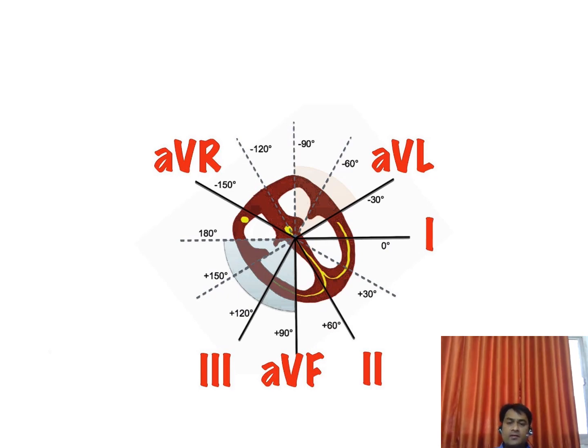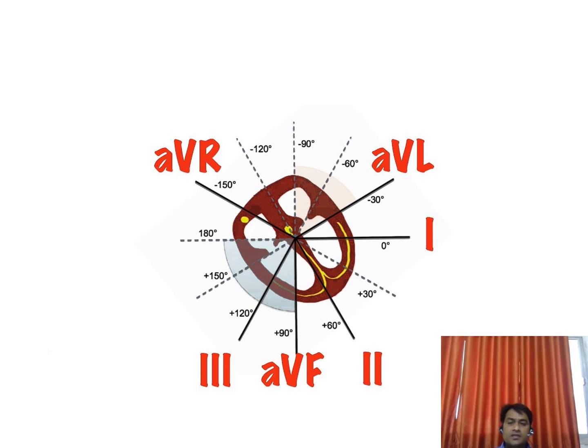Okay, so lead 1 is at 0 degrees; everything below is considered positive, and everything above is considered negative. So lead 1 at 0 degrees, lead 2 at plus 60 degrees, lead 3 at plus 120 degrees, then AVL at minus 30 degrees, AVR at minus 150 degrees, and AVF at plus 90 degrees.